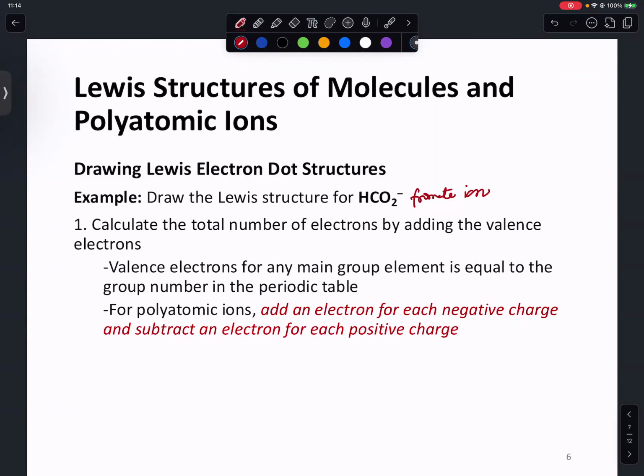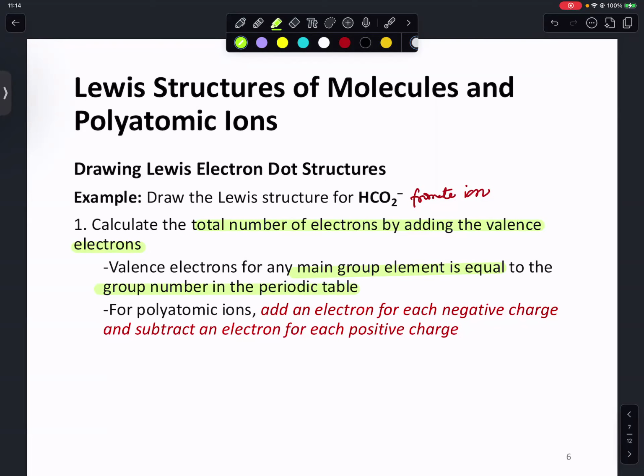All right. The first step, and this is, by the way, a polyatomic ion, because I thought I would include the example of something that includes a covalent compound and a charge. First step is we're going to calculate the total number of electrons by adding the valence electrons together. And these have rules. So valence electrons for any main group element is equal to the group number in the periodic table, which you already know from the last video.